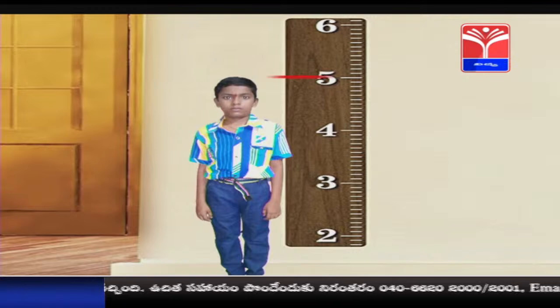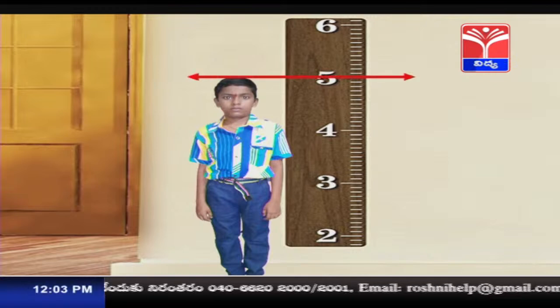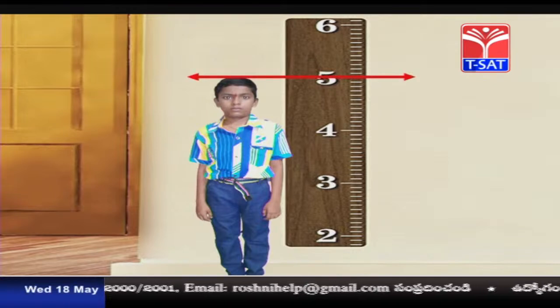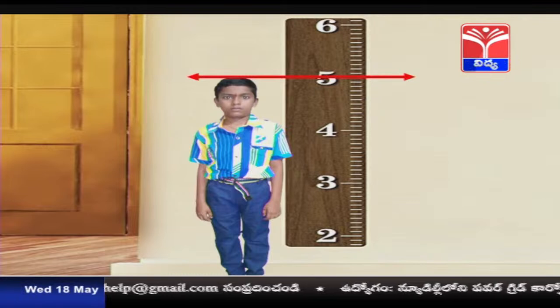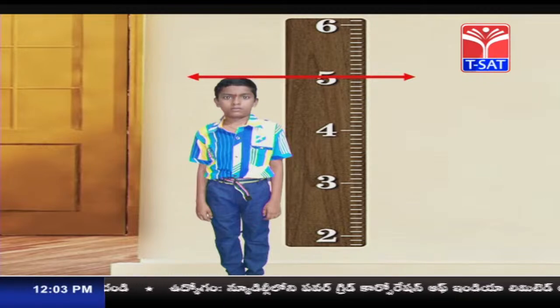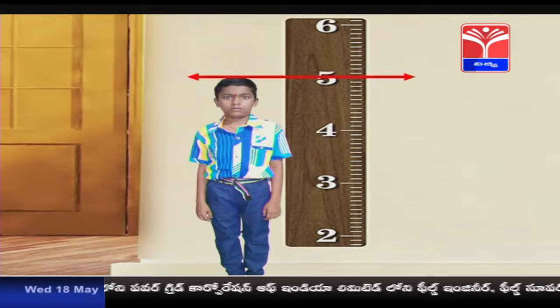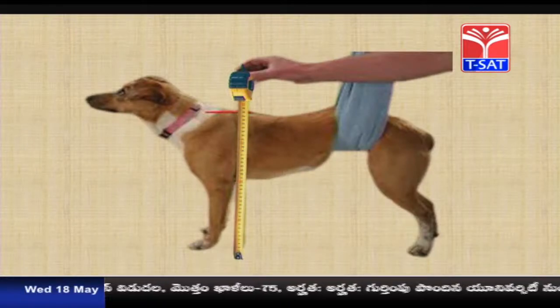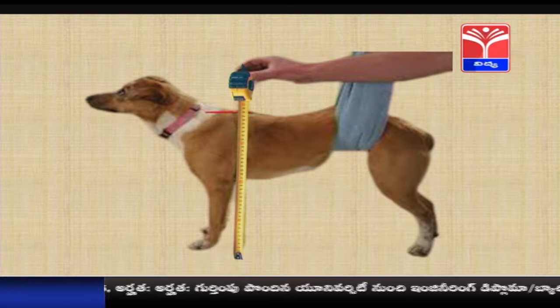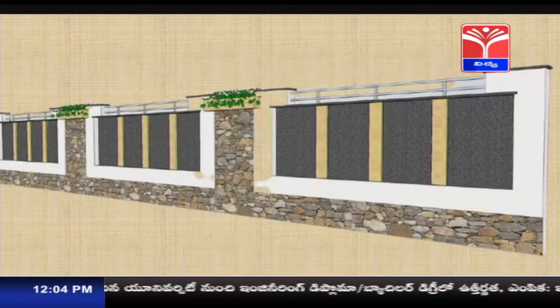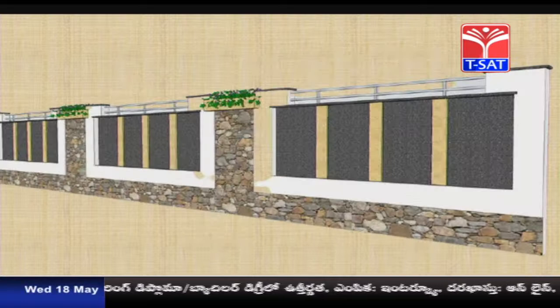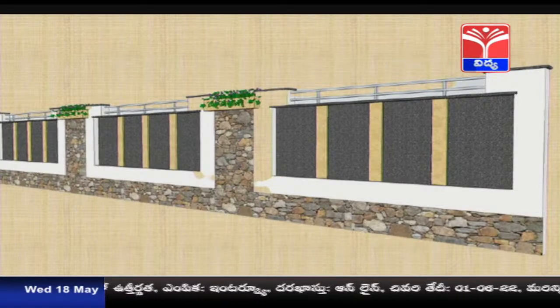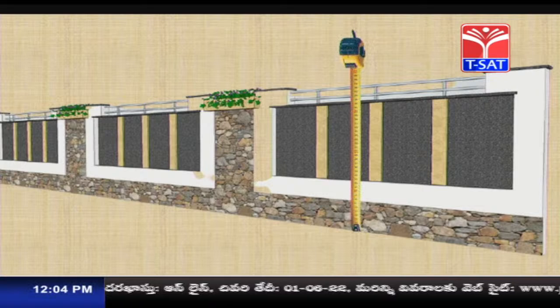Let me draw a line at the top of his head. Here it gives us that the height of the boy is around 5 feet, right. So, this is fine. How do you measure the height of a pet? Let me say a dog. Yes, it is easier to measure the height of the dog using the measuring tape, is it not right? This is a boundary wall. So, how do you measure the height of this boundary wall? I think here also we can use the same type of measuring tape.